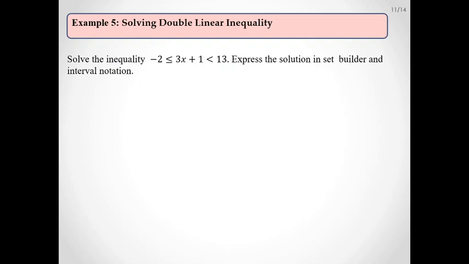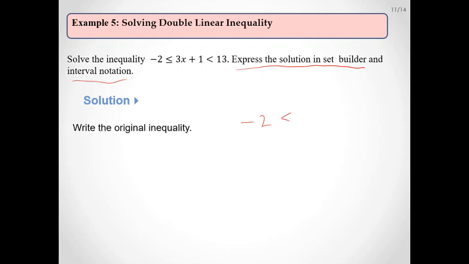Solving a double linear inequality. Solve the inequality negative 2 less than or equal to 3x plus 1 less than 13. So it says express the solution set in set builder and interval notation. Okay, our goal is this. So we have this one. Okay, we will do some operations and get this one. Okay, how can we do that?